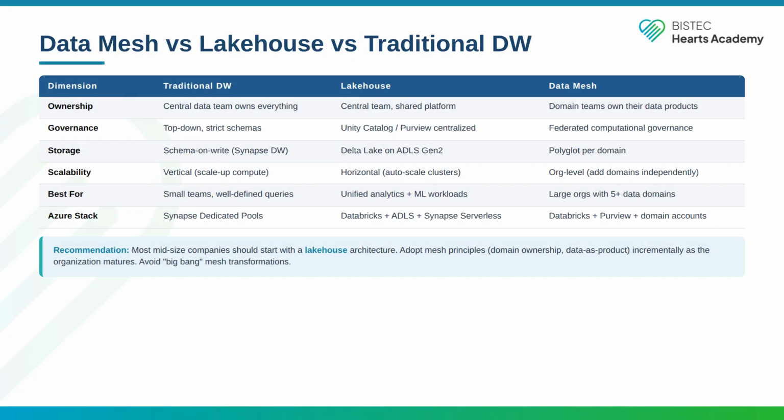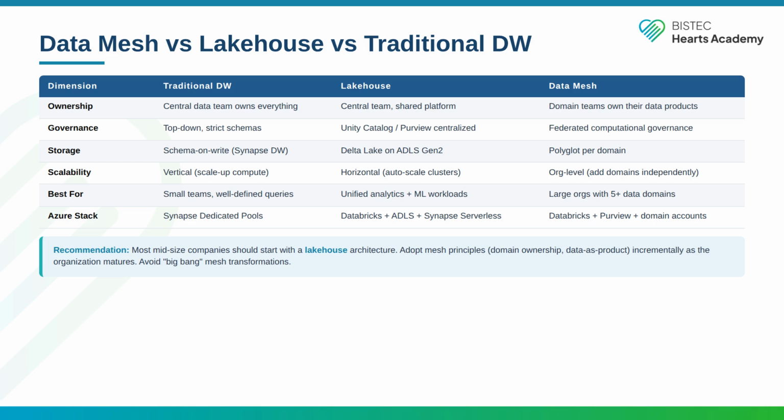This is a comparison you will need to make in the Capstone. Which architecture pattern is right for retail core? 3 approaches compared across 6 dimensions. In a traditional data warehouse, the central data team owns everything. Governance is top-down with strict schemas. Storage is schema on write, typically Synapse dedicated pools. This works well for small teams with well-defined analytical queries.